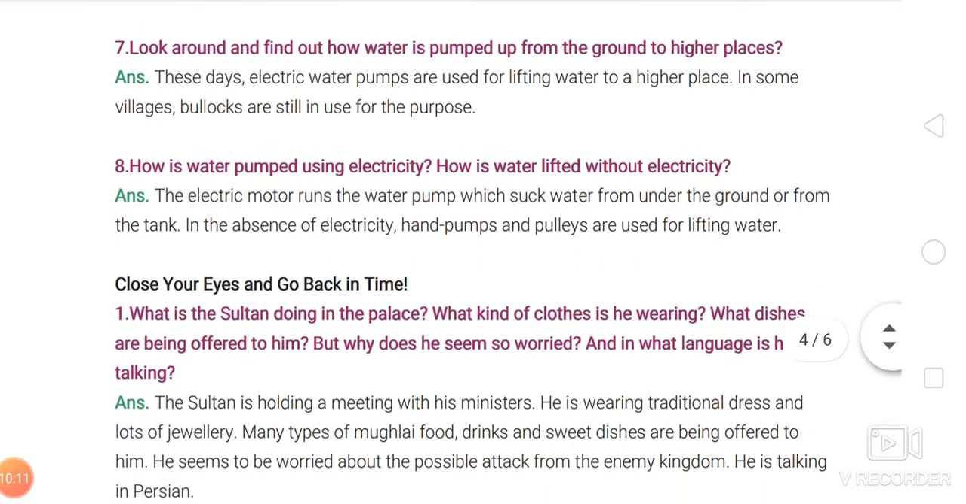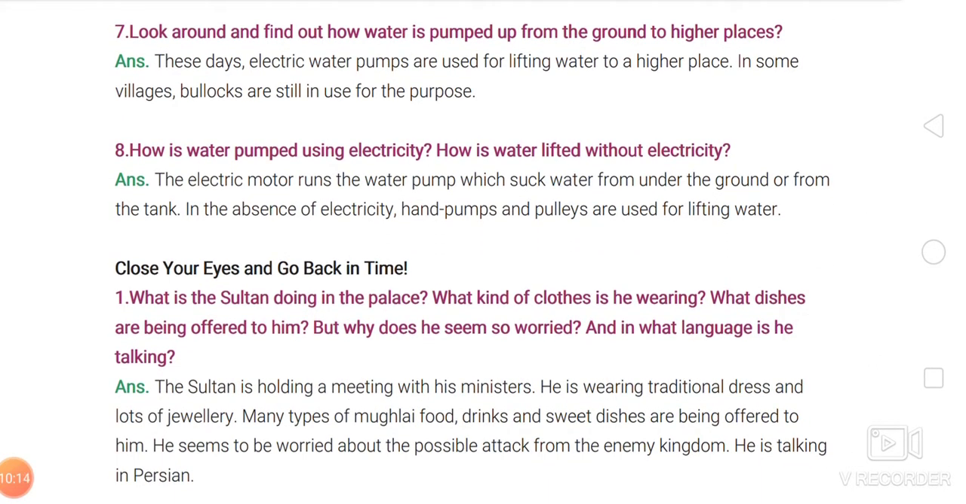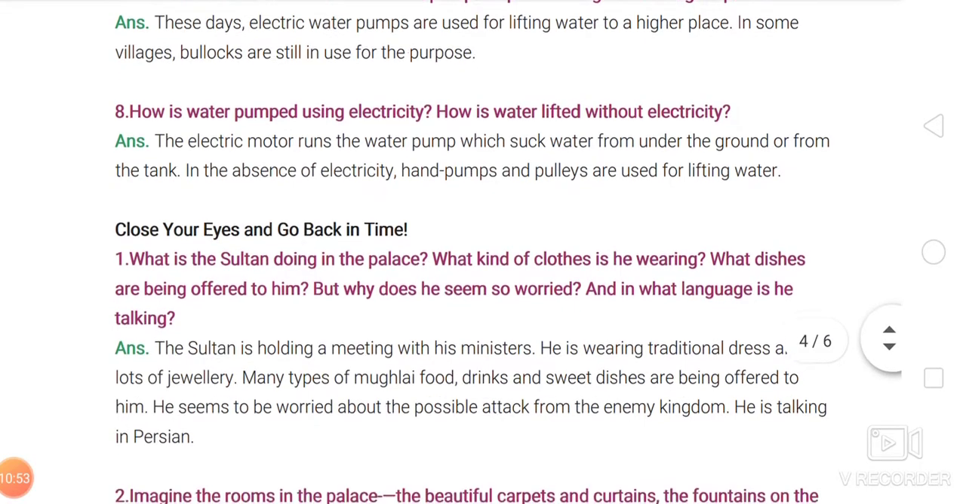Look around and find out how water is pumped up from the ground to higher places. These days, electric water pumps are used for lifting water to a higher place. In some villages, bullocks are still in use for the purpose of lifting the water to the higher places. How is water pumped using electricity? How is water lifted without electricity? The electric motor runs the water pump which sucks water from under the ground or from the tank. In the absence of electricity, hand pumps and pulleys are used for lifting water.